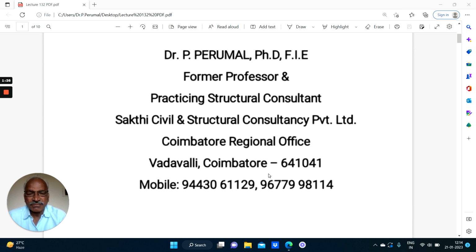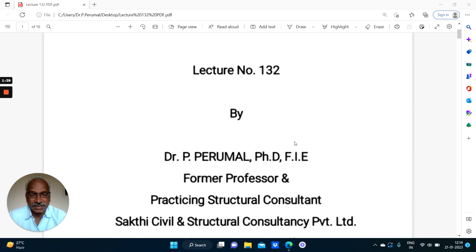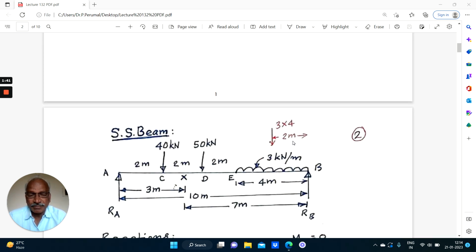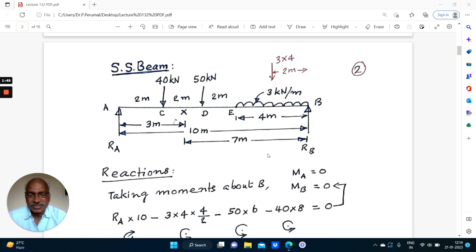So in this introduction, once again I'll tell you that this is lecture number 132. We are going to discuss bending moment and shear force for simply supported beams in this lecture. In problem number 1, this is given in the form of a figure. Sometimes they will give it only in the form of text. I'll read the same problem in the form of text.